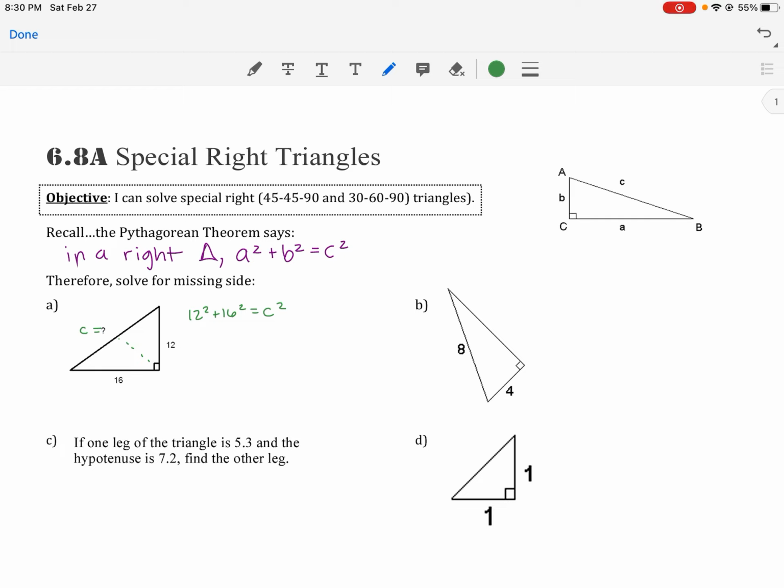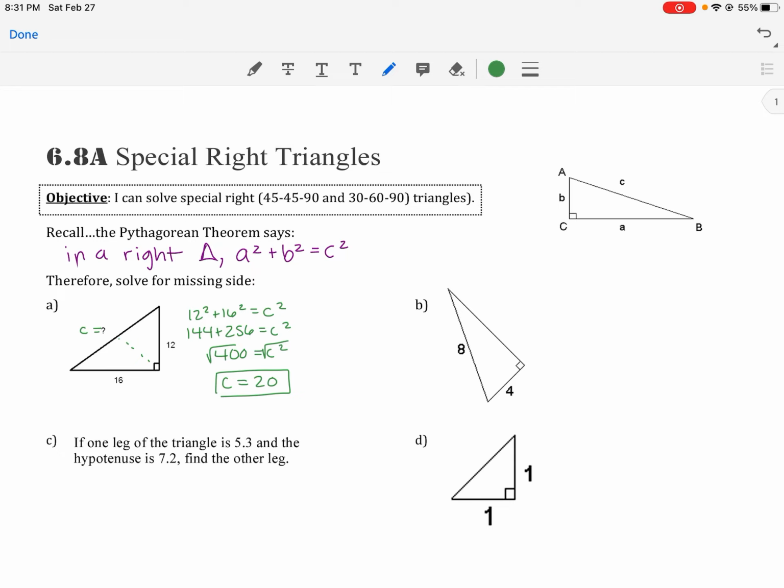12 squared is 144, 16 squared is 256. As we add these two together, we end up with 400 equals c squared, and we take the square root. C equals a nice even 20. Notice here we're not worried about positive and negative because we don't want a negative side length.